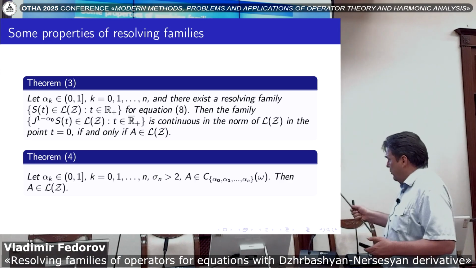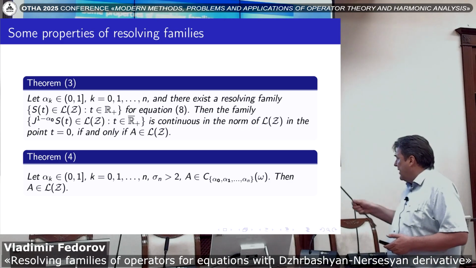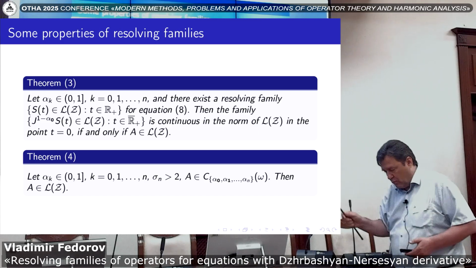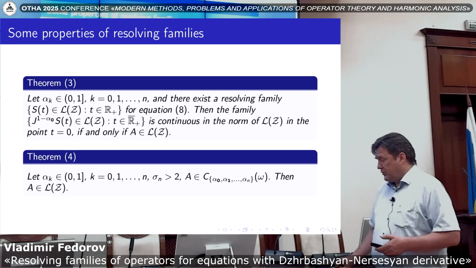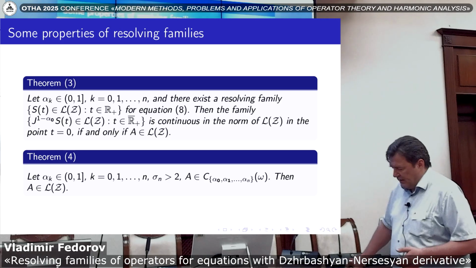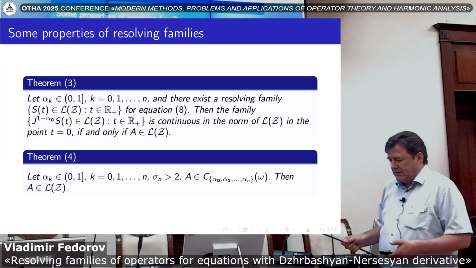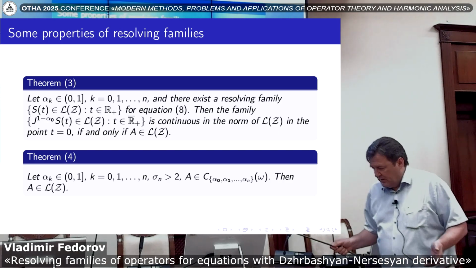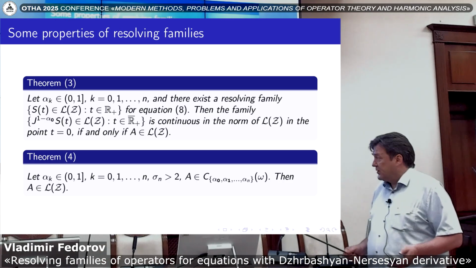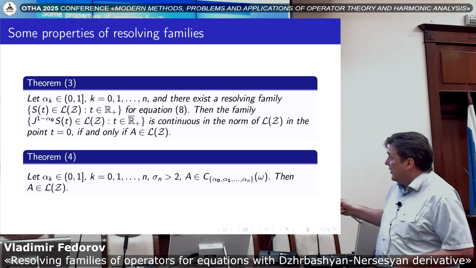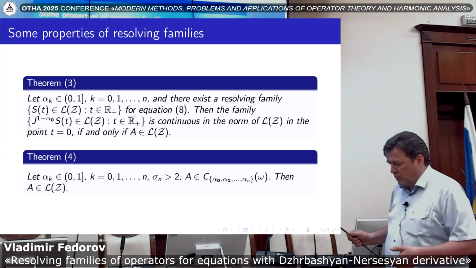And another property: if sigma n is greater than 2 and A belongs to this class, then A also is a linear and bounded operator. Such a property is also known, for example, for the Gerasimov-Caputo derivative. So if sigma n is greater than 2, then the situation is very simple. The operator is bounded and there are no questions. And we will consider also the case of sigma n between 0 and 2, including 2.